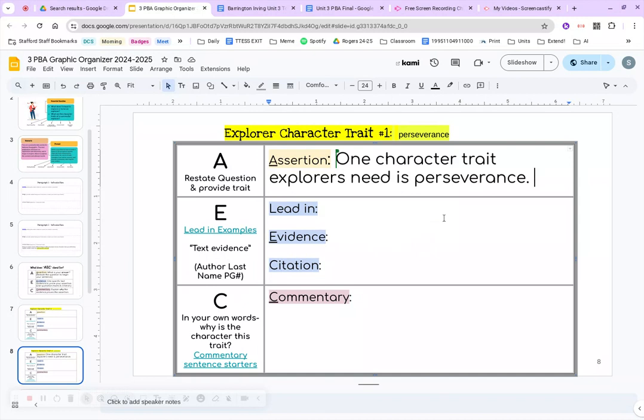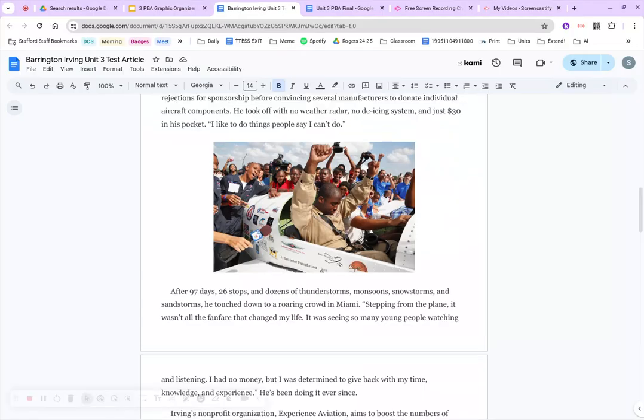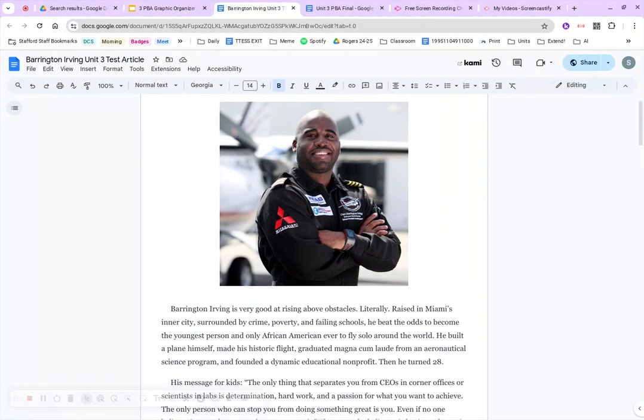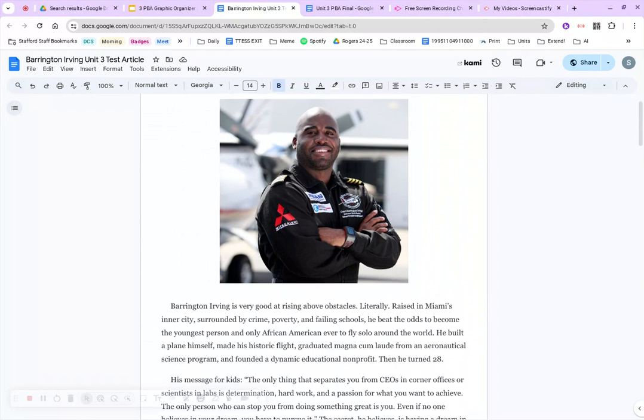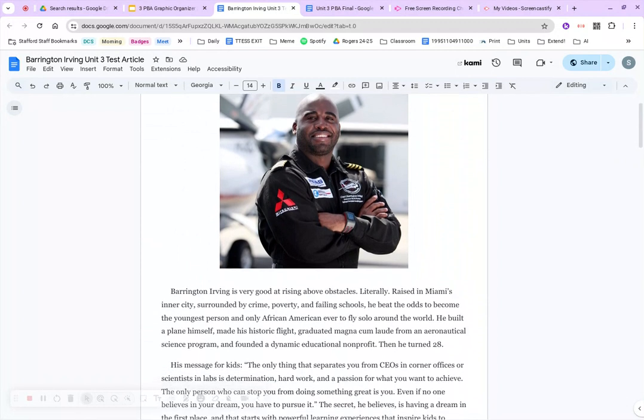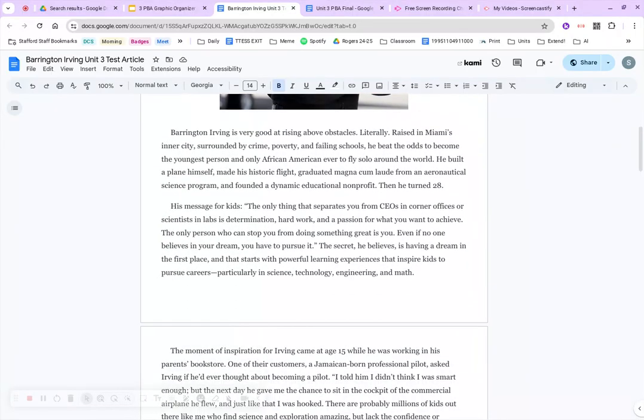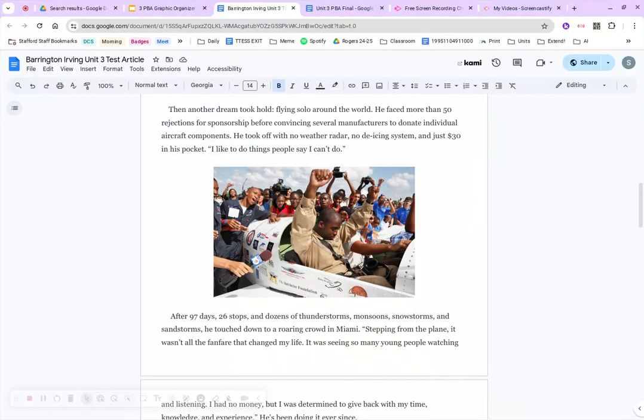So I can't make a claim without providing evidence of why that claim is true. So in my evidence sentence, I'm going to need a lead-in, my evidence, and then a citation. So I am going to be using the article Barrington-Irving, which y'all read for your Unit 3 test, and I need to find something that shows he has perseverance. So perseverance is when you don't give up no matter what, no matter how hard it is. So I'm going to go to that article, and I'm thinking of a spot where he shows perseverance. So if I remember back to what we read, he went on that flight around the world, and I know he faced a lot of obstacles, so I'm going to find that spot.